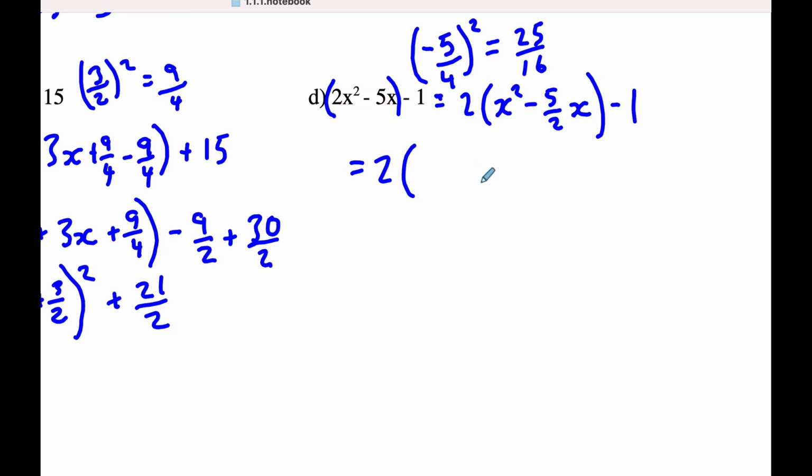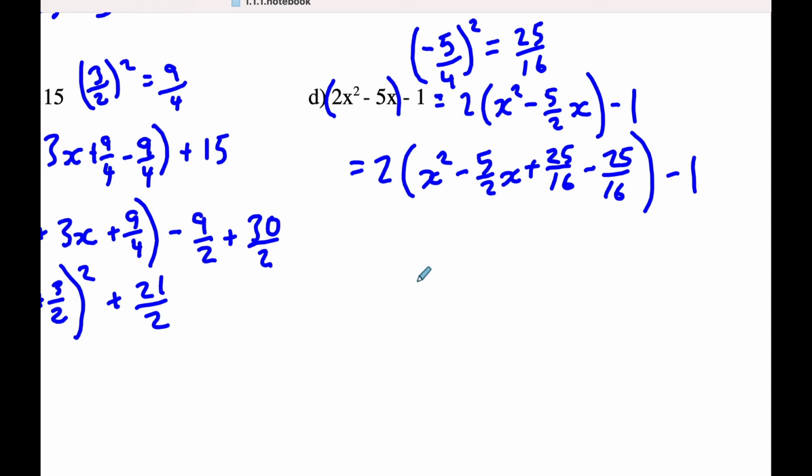And so we're going to write this as x squared minus 5 over 2 x plus 25 over 16, subtract 25 over 16, and then outside the bracket, we still have our minus 1.